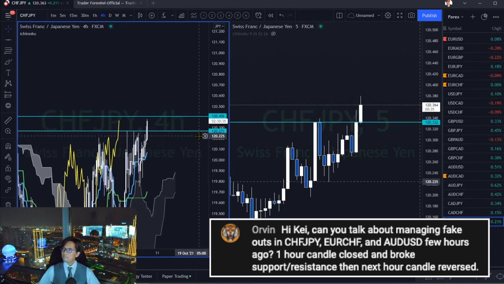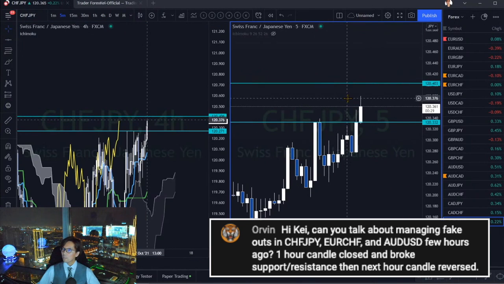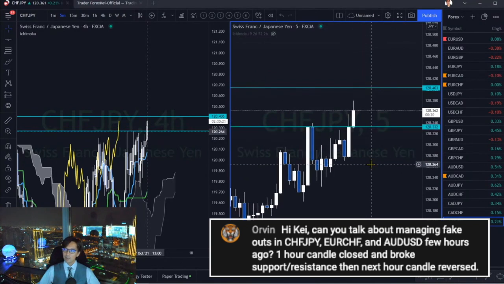So 120.40 in the 5 minute chart will be around here. So yeah, the market could go up in the short term, but it may reverse backwards. And since this is a Swiss franc pair, this is a bit tricky market.